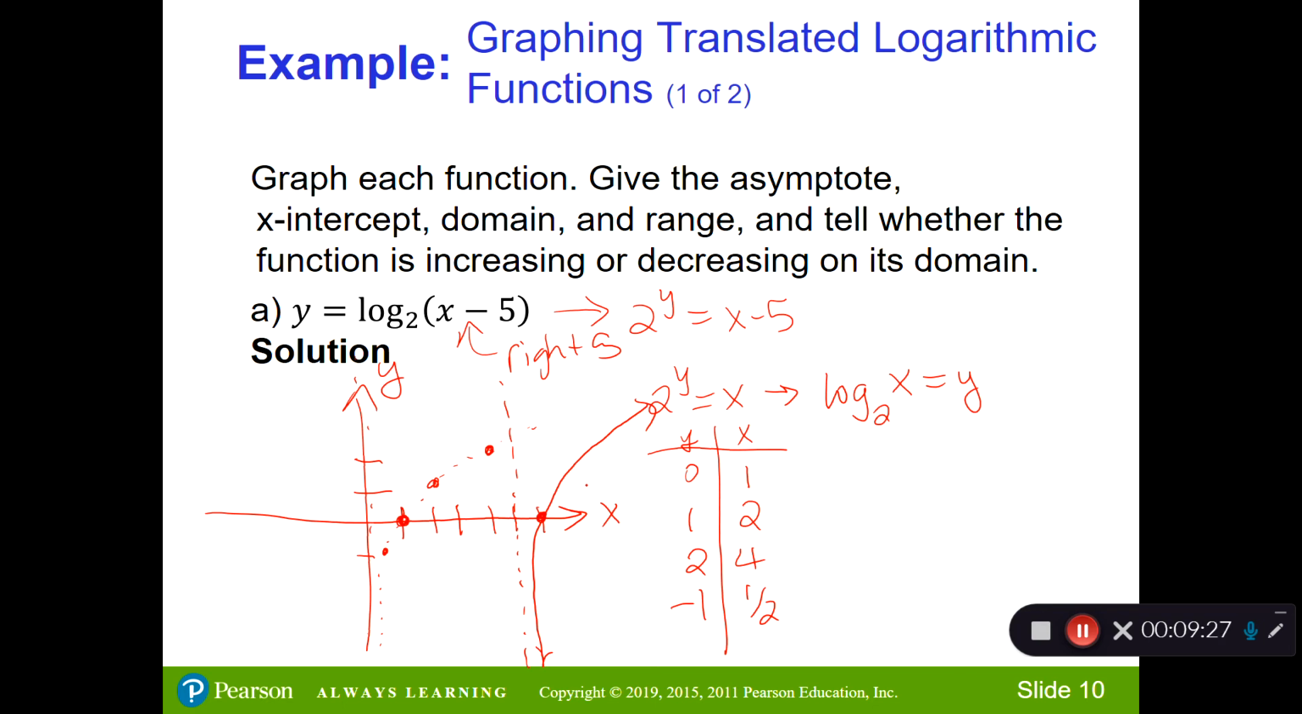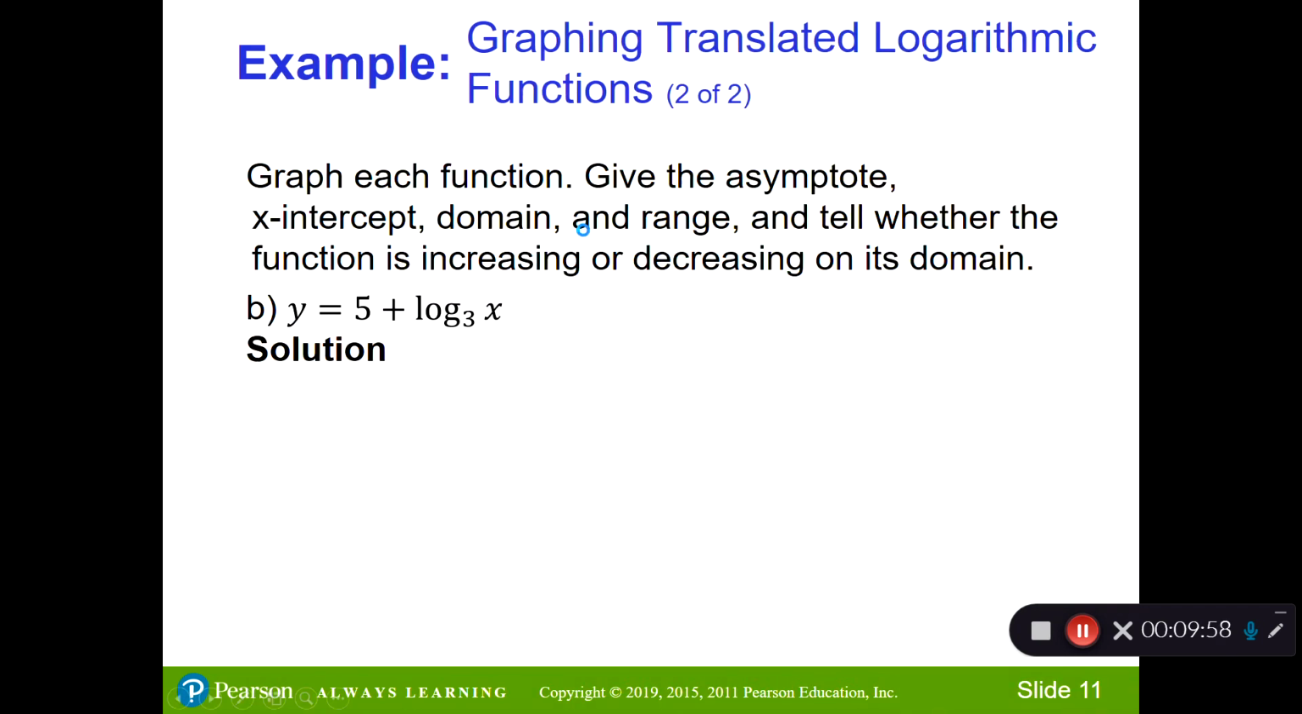Now, what's the domain? The domain is shifted right 5 from 0 to infinity, which would be 5 to infinity. So that's my domain. My range, notice, is still all real numbers. The x-intercept is at 5, 0. And the asymptote, my vertical asymptote, is the line x equals 5. The function is increasing on its domain.